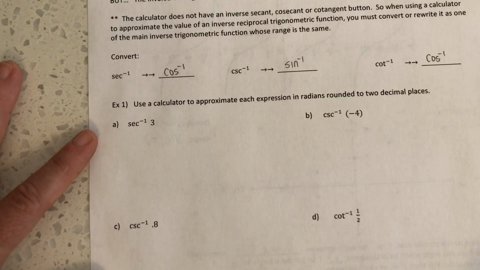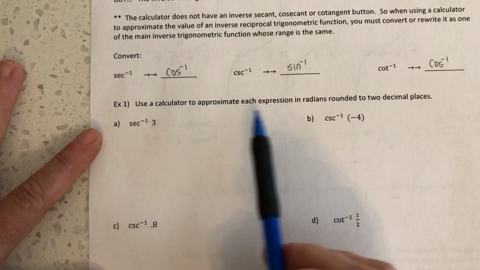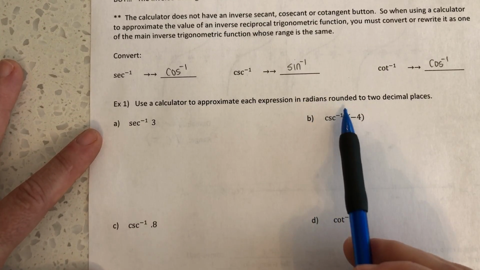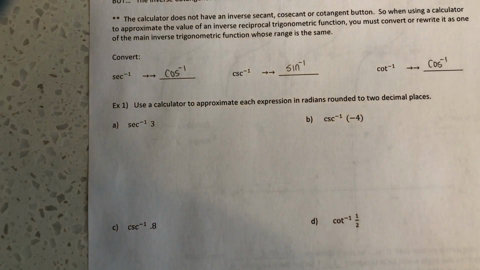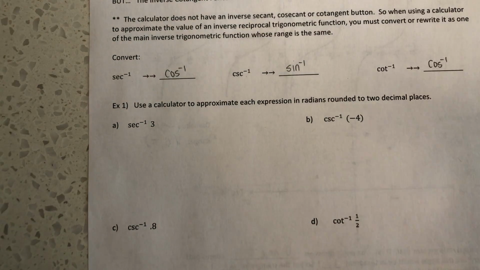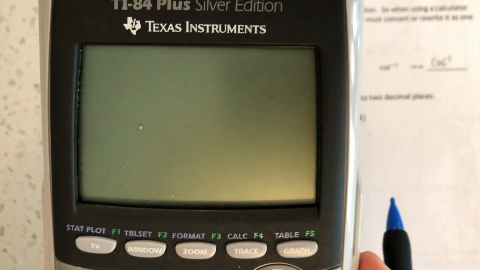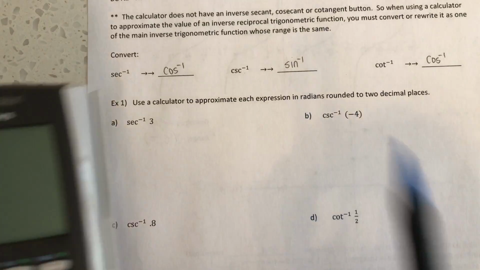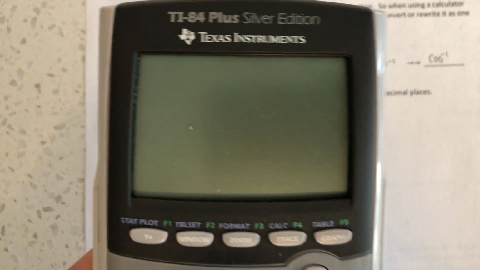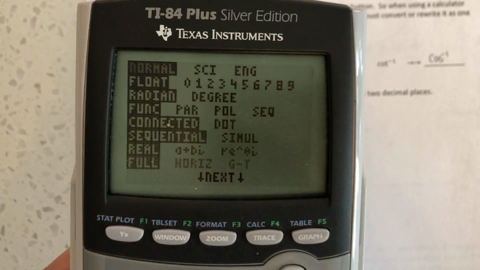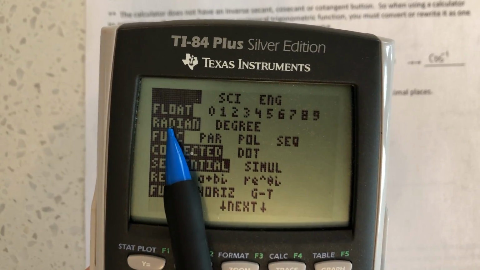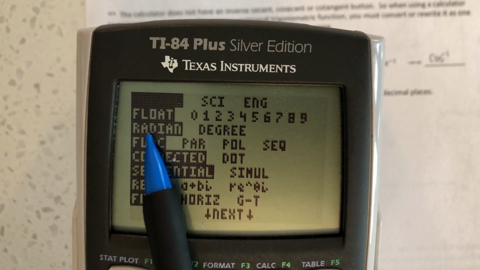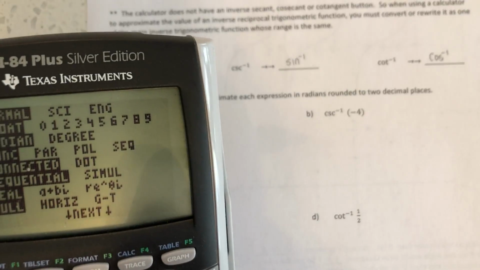All right, here we go. So it says, use a calculator to approximate each expression in radians rounded to 2 decimal places. So you're going to, for the most part, be using your calculator once you get yourself set up. So I have my calculator. Now they want our angles in radians. So go to mode, and make sure you are in radian measurement, not degree, because they are asking for radian measurements of all these angles. All right, here we go. So I'm in radians, I'm ready to go.